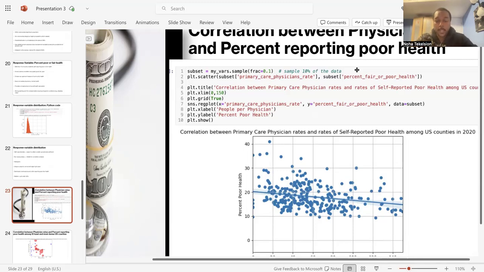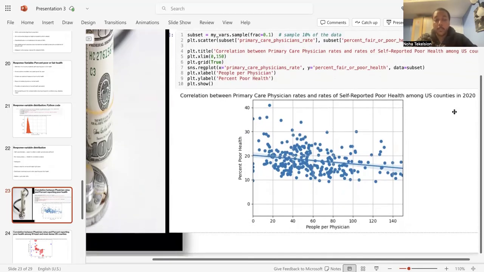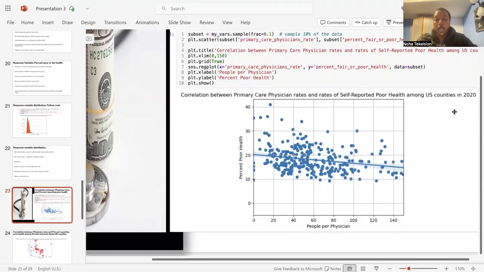Titled the plot, and the data that I'm taking is from the data equal to subset, which I've titled earlier in the code. And here we have sns.regplot, the function that allows me to create a line of best fit. And the line of best fit seems to be a little bit downward sloping, so there seems to be a negative correlation between our two variables.